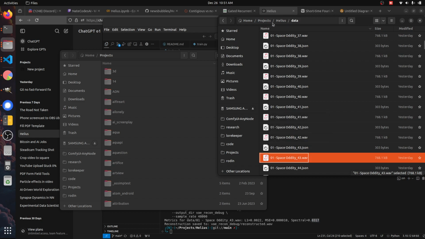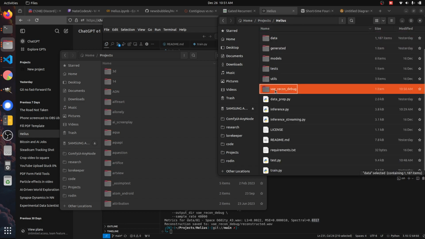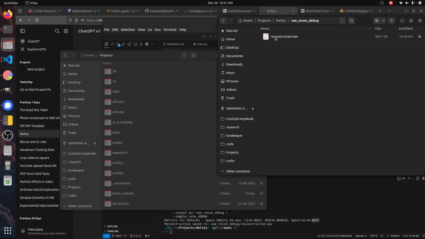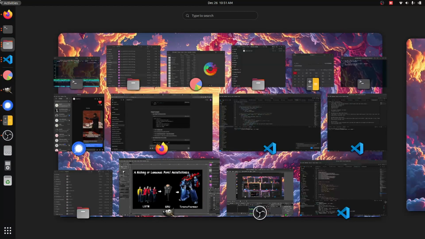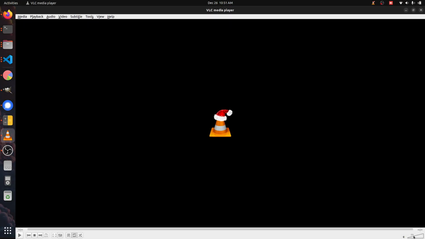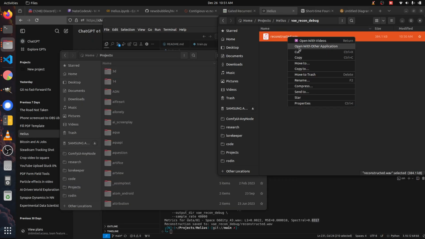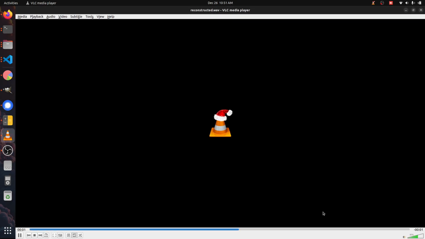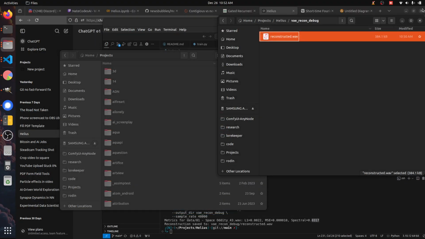We're not going to rename that. Okay. VAE recon debug. Here, first let's open up VLC, and let's turn the volume down, down, down, just in case. What? It reconstructed it. Whoa, okay, that worked.